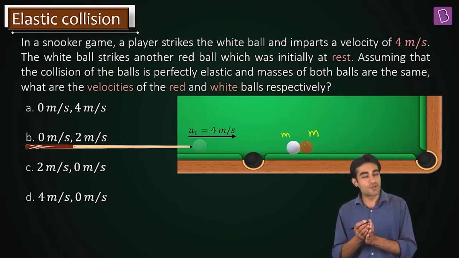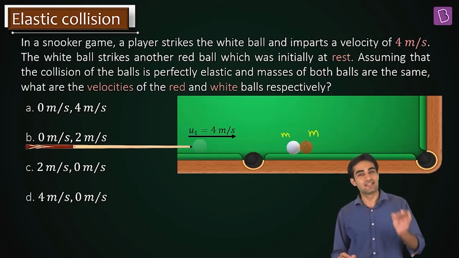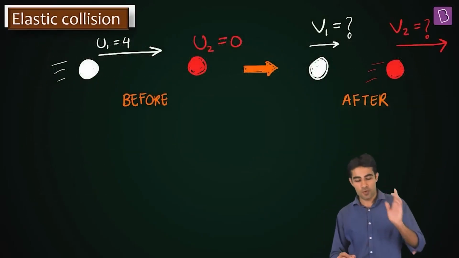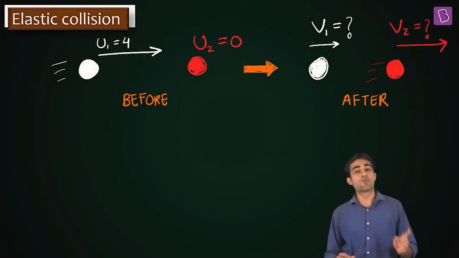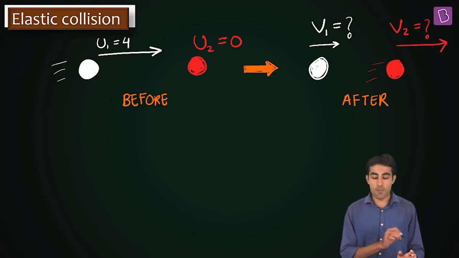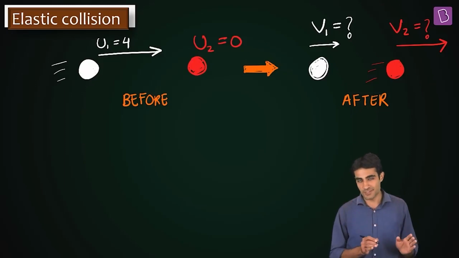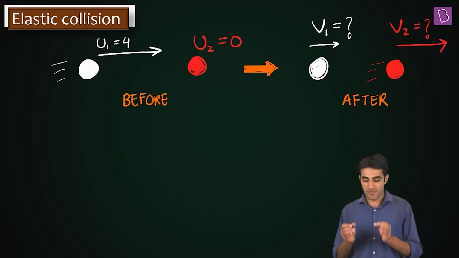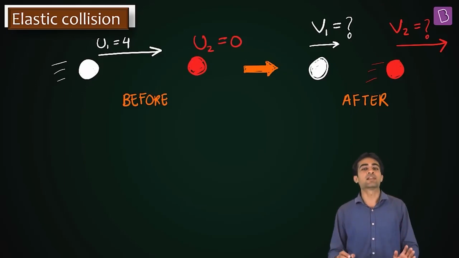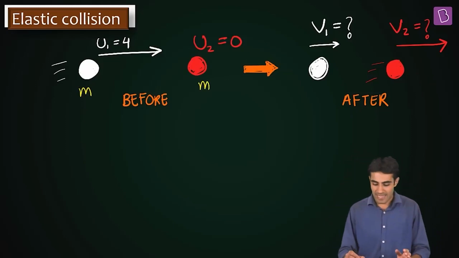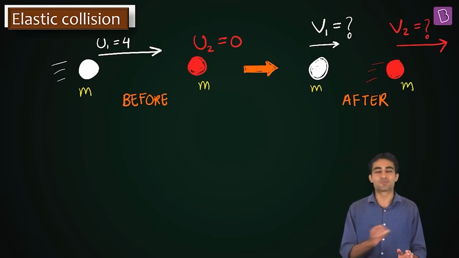So after the collision, what are the final velocities? This is the question. If we repeat the question, before the collision the velocity of the white ball was 4 and the red ball was at rest. Its velocity was 0. So these were the initial velocities. And after the collision, we have to tell what are the final velocities V1 and V2. In the question, they gave that the masses are the same, small m each.